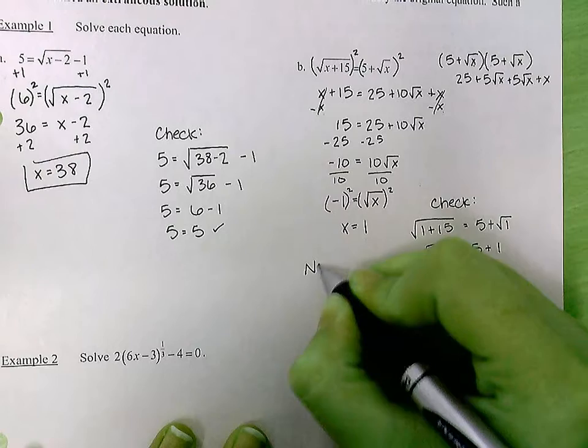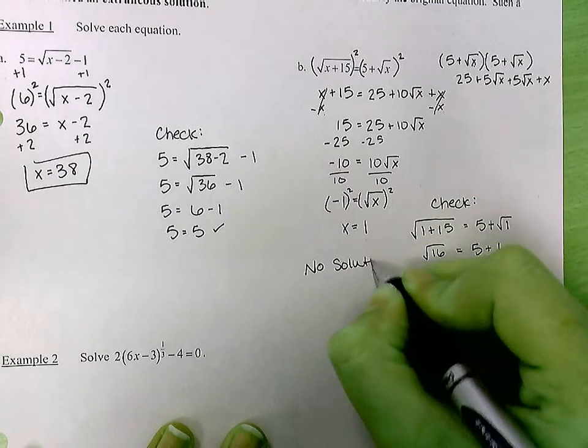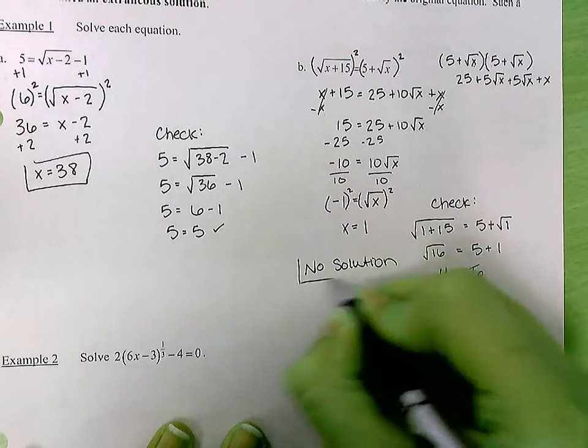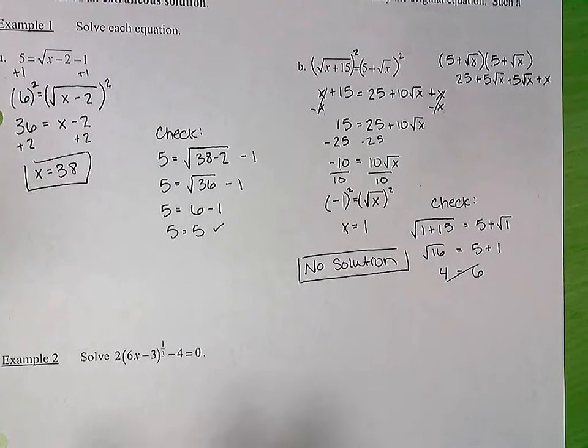I knew that from the start. Okay, so that number is actually called an extraneous solution. Okay, it's called an extraneous solution, so you get that answer, but it actually doesn't work out. Okay, any questions on example 1?